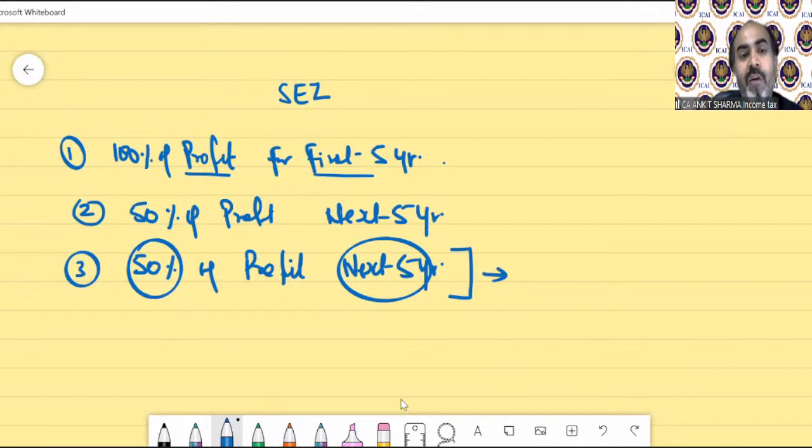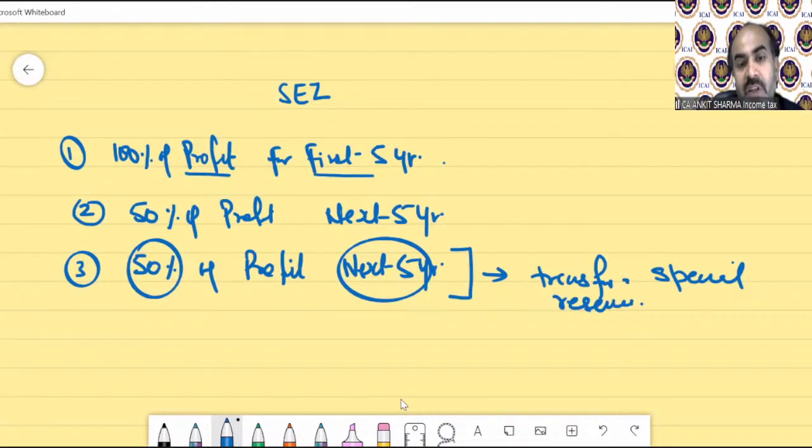It says, whatever amount of profit you need to claim as deduction, you have to transfer that amount to a special reserve. You have to create a special reserve. For example, you need a deduction of rupees 25 lakh. Then 25 lakh rupees should be transferred to a special reserve that is called the SEZRAR account.